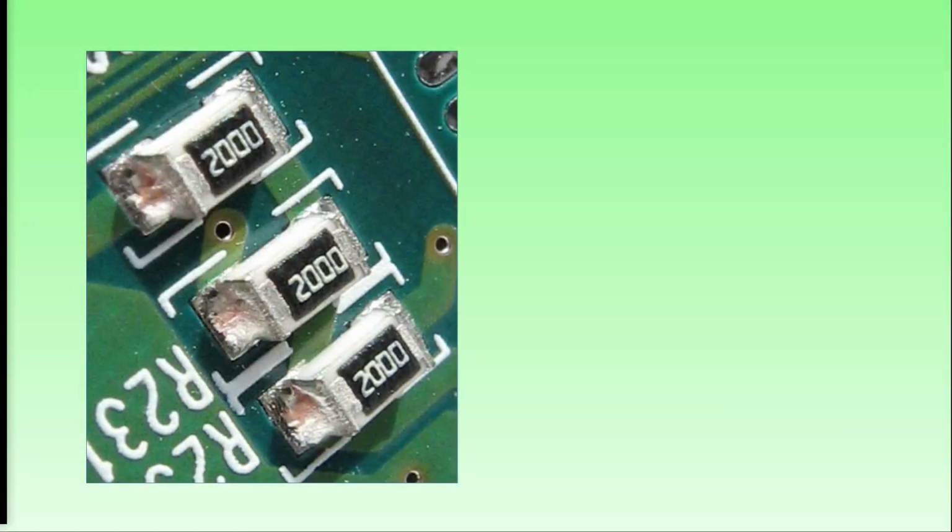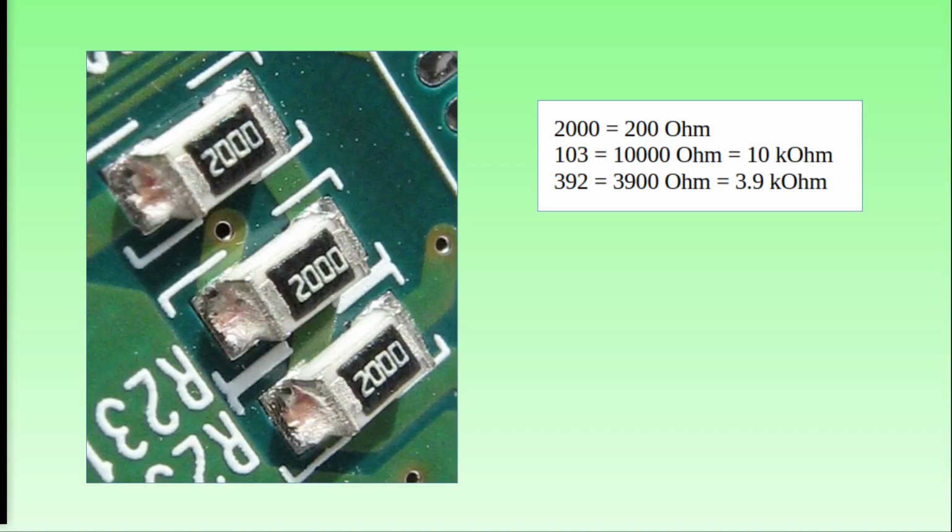Here are a few examples of number representation. 200 means 200 ohms. 103 means 10 followed by 3 zeros, so 10,000 ohm, or 10 kilo ohm. 392 means 39 followed by 2 zeros, or 3,900 ohm, or 3.9 kilo ohm. Here instead is an example with numbers with a decimal point. 4R7 is read as 4.7 ohm.